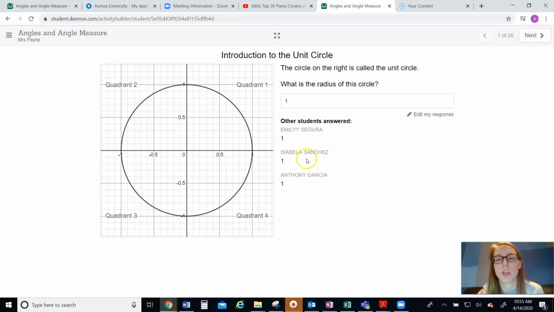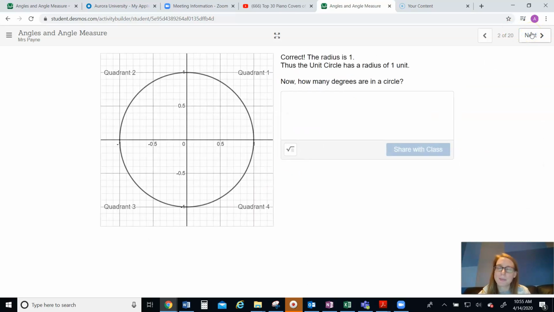And you can share your response with your class and we can see a lot of our classmates got the answer correct. Okay. So that's why this circle is called the unit circle, because its radius is 1 unit. So it's just a very special circle that we use.